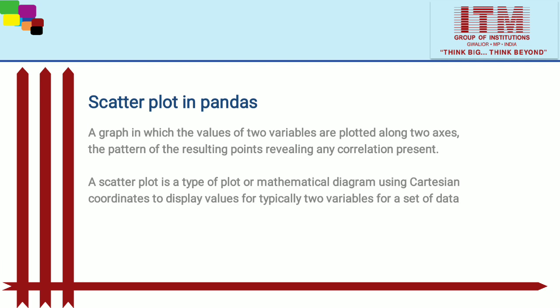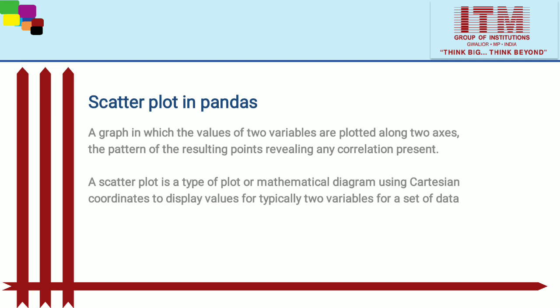First of all, we will see the definition for the scatter plot in Pandas. What is the definition of a scatter plot in Pandas? A graph in which the values of two variables are plotted along two axes, the pattern of the resulting points revealing any correlation present.